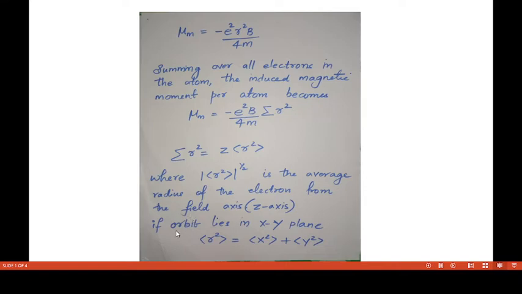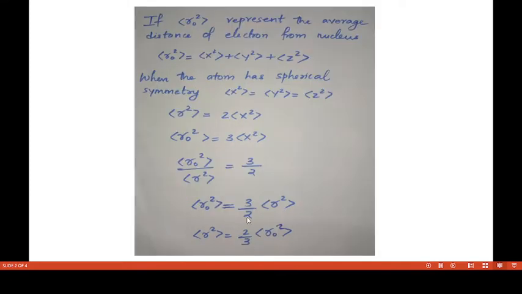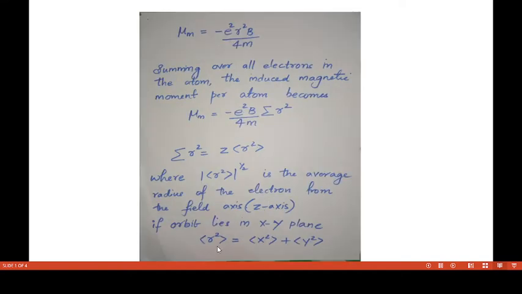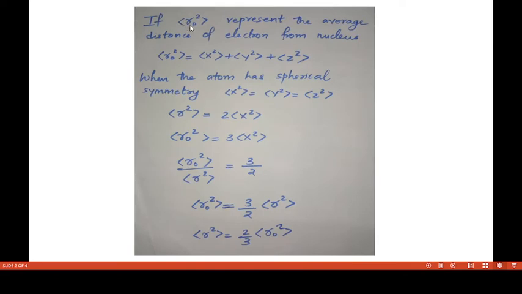Now if the plane of the orbit of the electron lies in the xy plane, then average r square can be written as average of x square plus average of y square. And if r naught square, the average of r naught square, represents the average distance of the electron from the nucleus, whereas average of r square was the average distance from the field axis, but average of r naught square is the average distance of the electron from the nucleus.